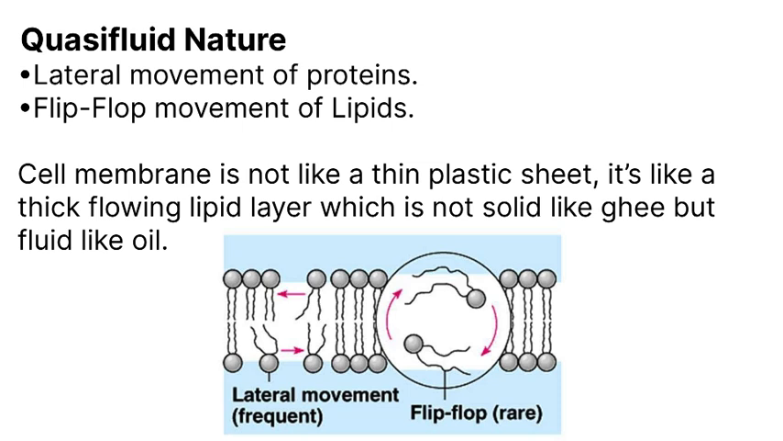Okay, now come and tell me, what is the first thing that comes to your mind when I say cell membrane? Is it a thick plastic-like sheet structure? No, you are wrong here. Let me tell you that they are not thick, not a rigid solid membrane. They are like a thin flowing lipid bilayer structure, which is not solid like ghee but fluid like oil.